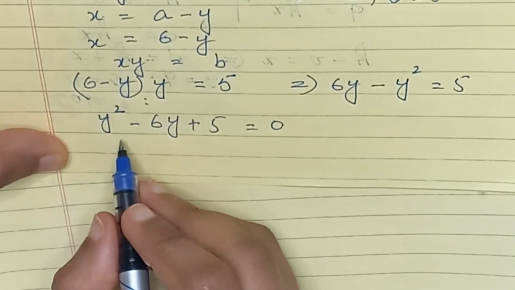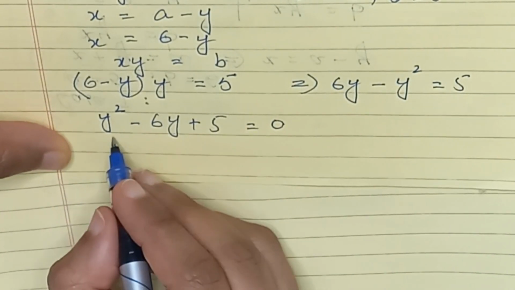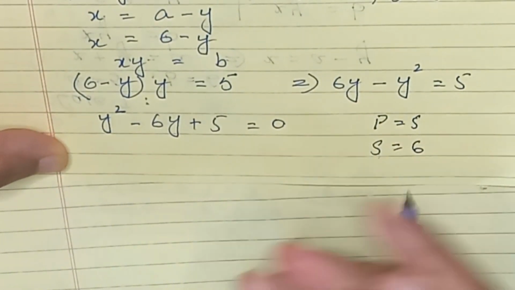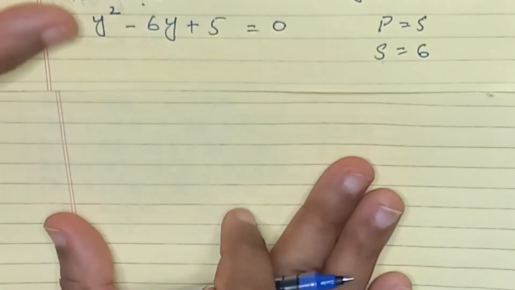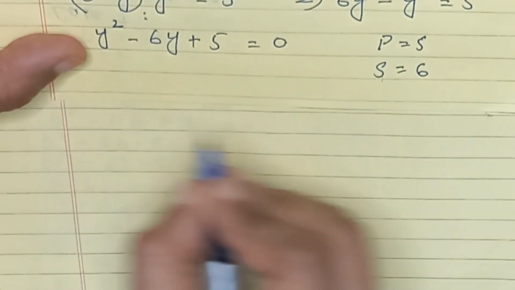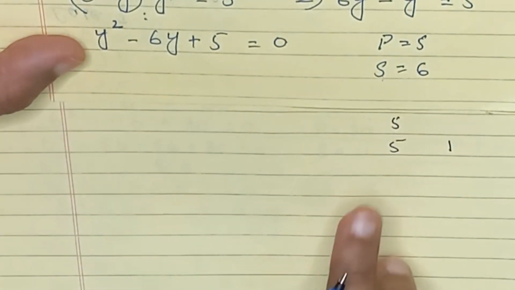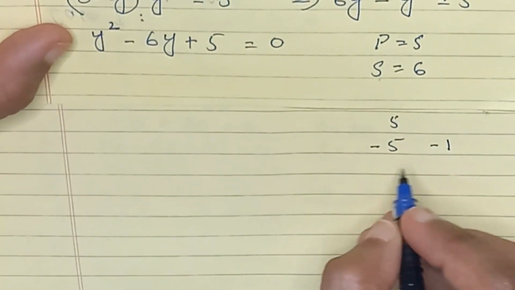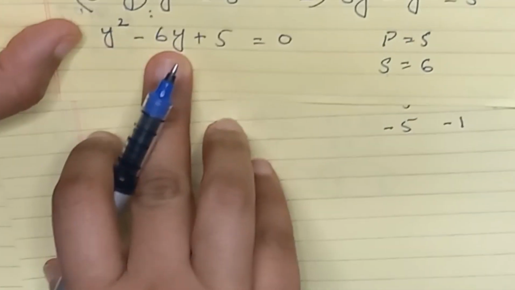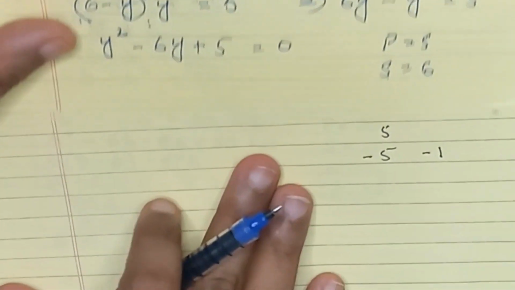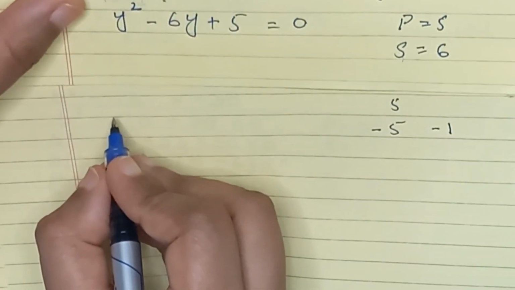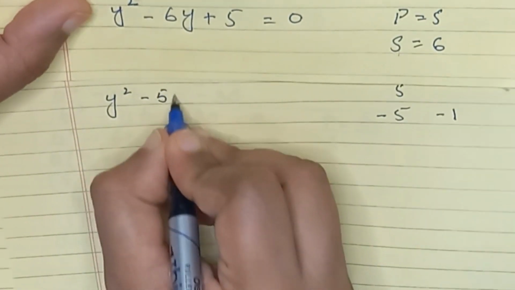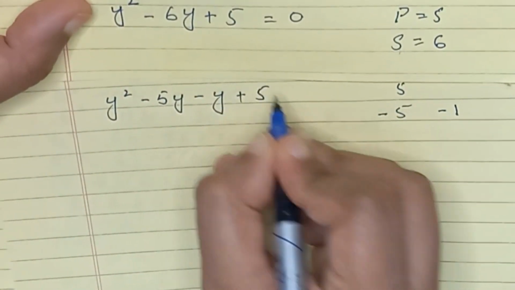Now it is a quadratic equation and we will solve it by factorization. So its product should be equal to 5 and the sum should be equal to 6. So we will take the factors of 5, which are 5 into 1. When we take negative 5 and negative 1, the sum will be equal to negative 6 and the product will be equal to positive 5. So it will become y square minus 5y minus y plus 5, which is equal to 0.